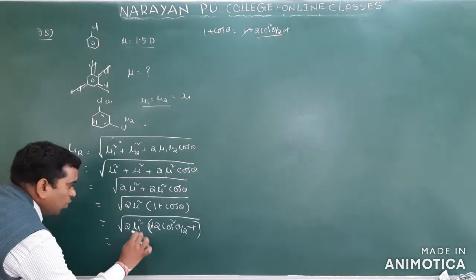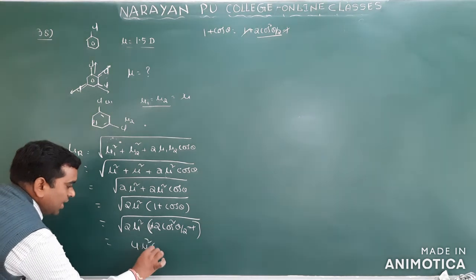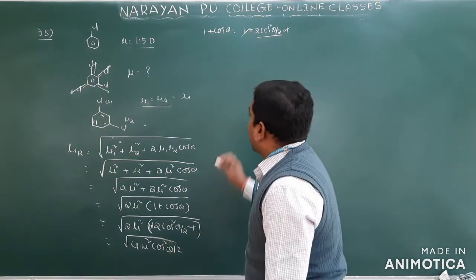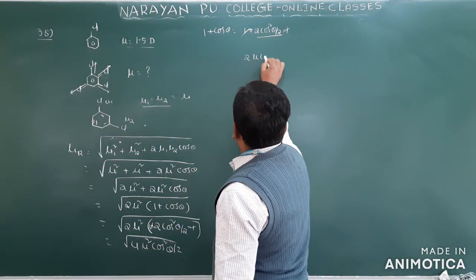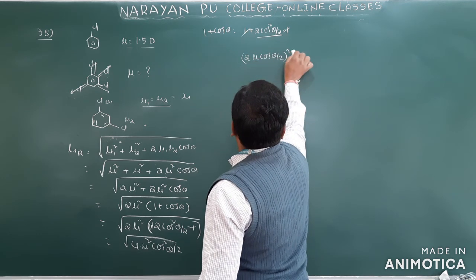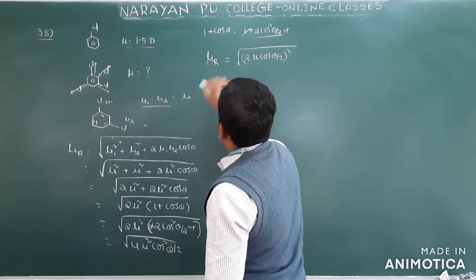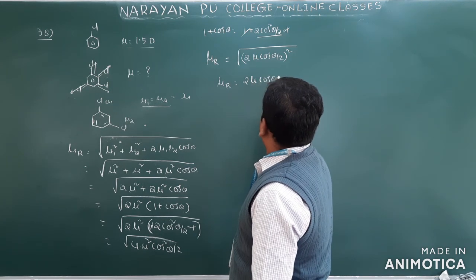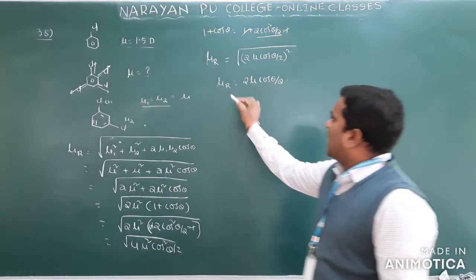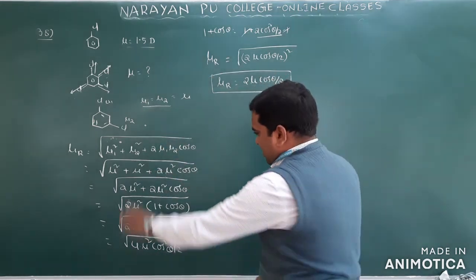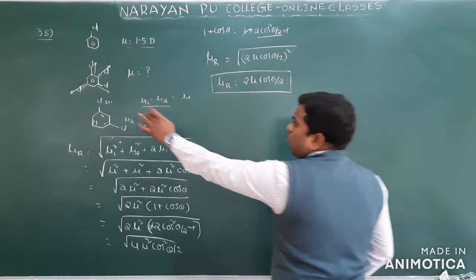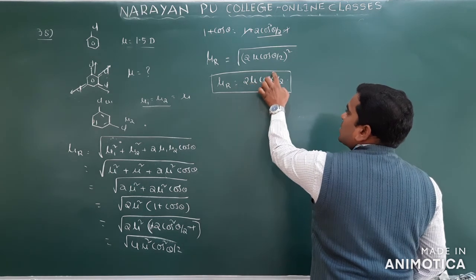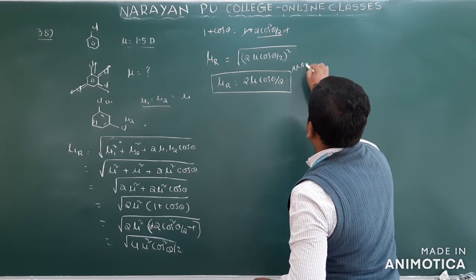Then finally we get 4 mu squared cos squared theta by 2. This is the resultant, so I can write 2 mu cos theta by 2, whole squared. So mu resultant is equal to 2 mu into cos theta by 2. This is the final formula, and you have to remember it. I derived it to help you understand how it came. If both are the same, the resultant formula is mu r equals 2 mu cos theta by 2.